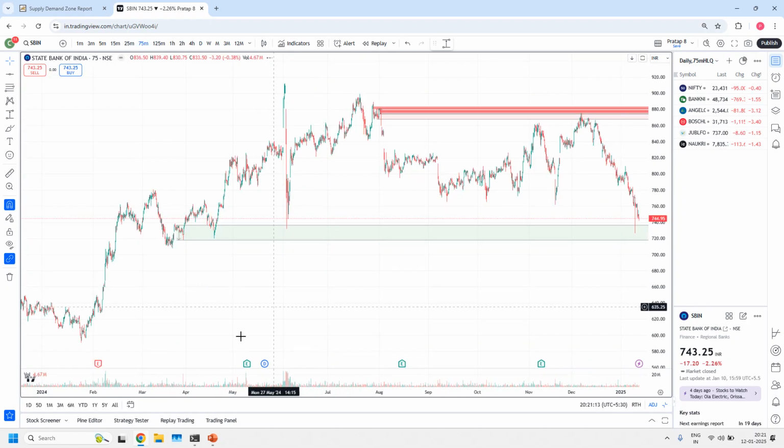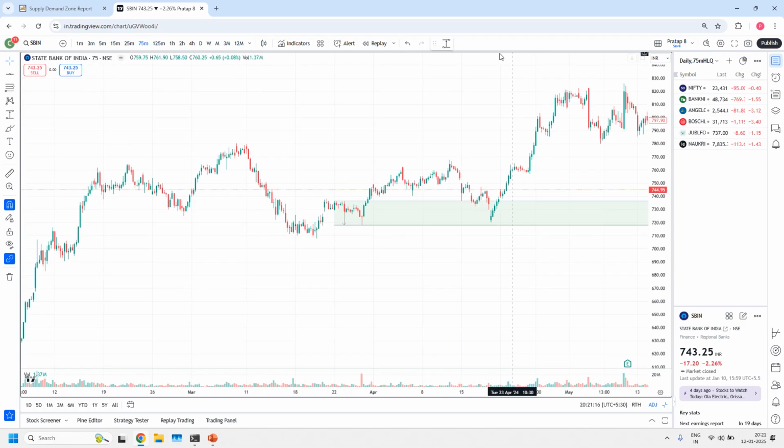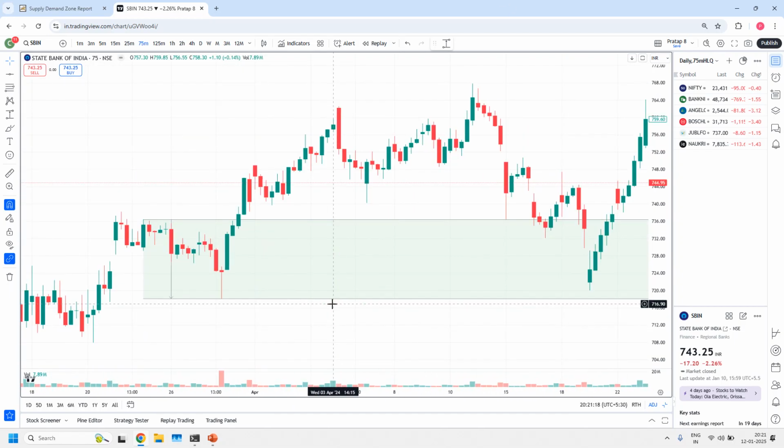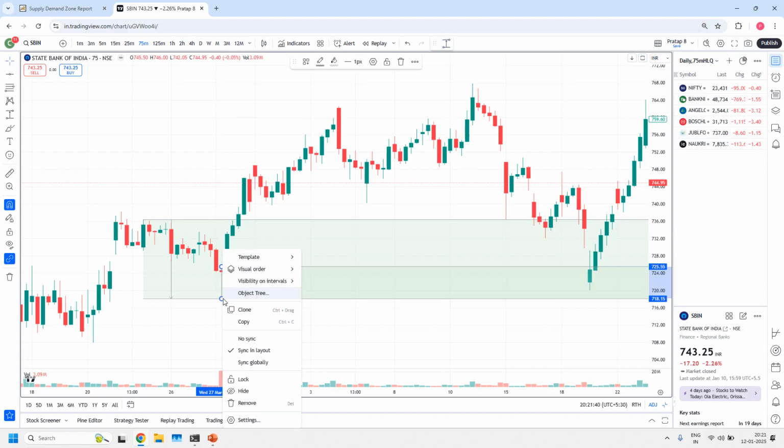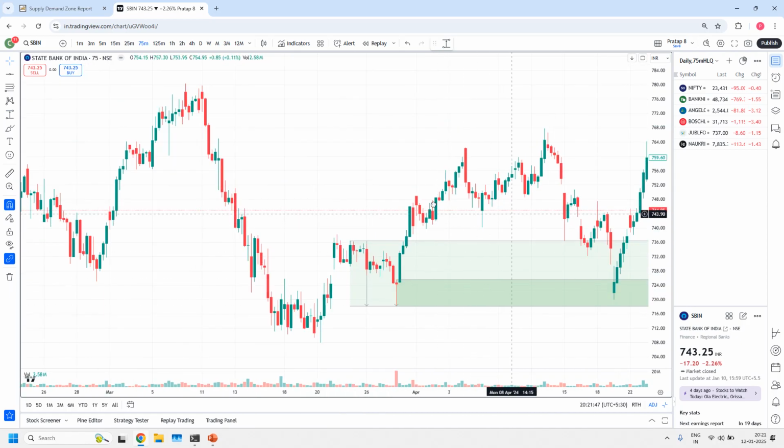So in the 75 minutes time frame, okay, here you have a fine-tuned zone. Drop base rally. Maybe this is saying this might be a failed ERC, but okay, little bigger than the medium size, we can consider. So this is a 75 minutes demand zone, fine-tuned demand zone.